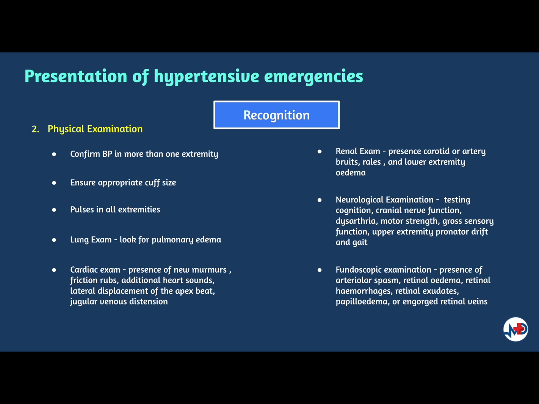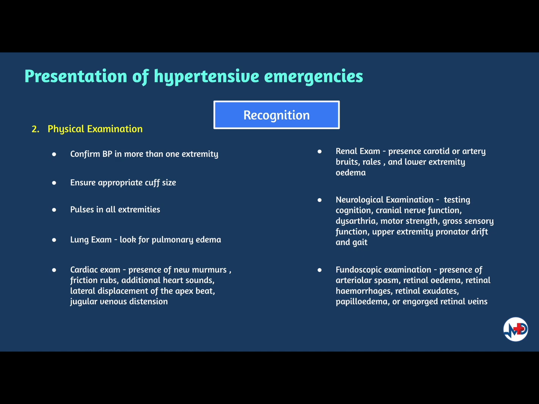A fundoscopic examination should be performed looking for the presence of arteriolar spasms, retinal edema, retinal hemorrhages, papilloedema, and engorged retinal veins. A rapid bedside neurological screen is also required to test cognition, cranial nerve function, dysarthria, motor strength, any gross sensory dysfunction, upper extremity pronator drift, and of course not forgetting the gait.